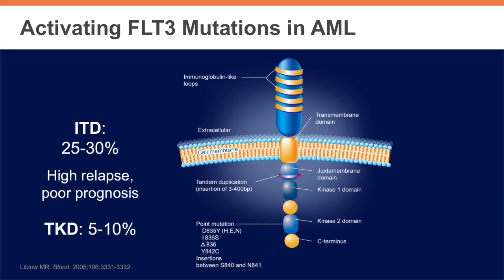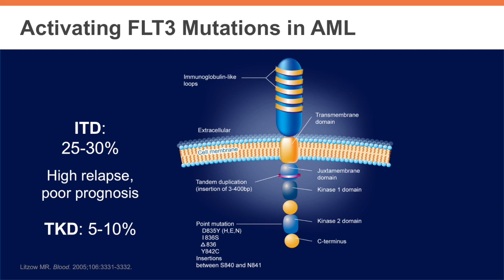These mutations activate the receptor's tyrosine kinase, causing dimerization and constitutive activation of a series of intracellular signaling proteins, which lead to anti-apoptotic, pro-survival, and proliferative programs. They also contribute to differentiation block in AML. There are two major kinds of FLT3 mutations. The FLT3 ITD mutations are both the most common and the most sinister.